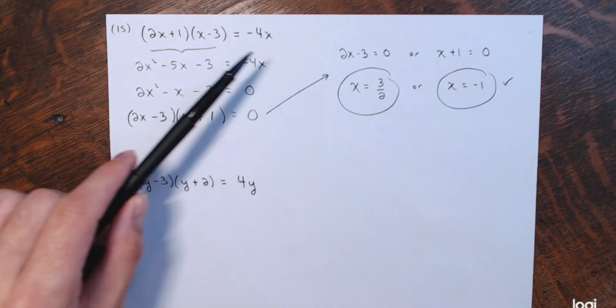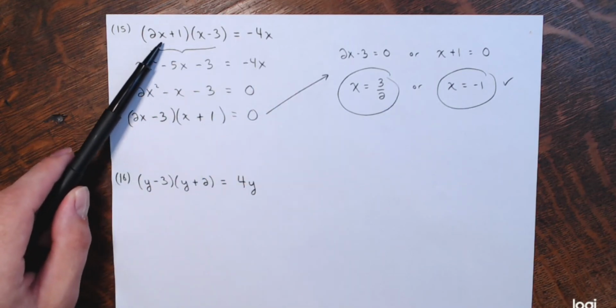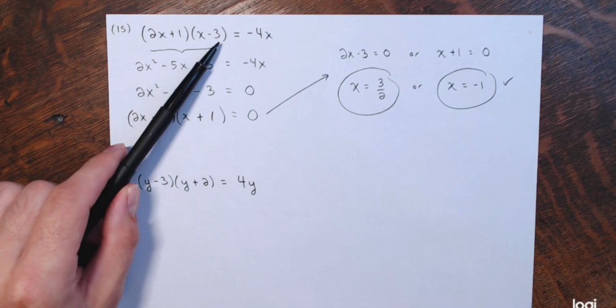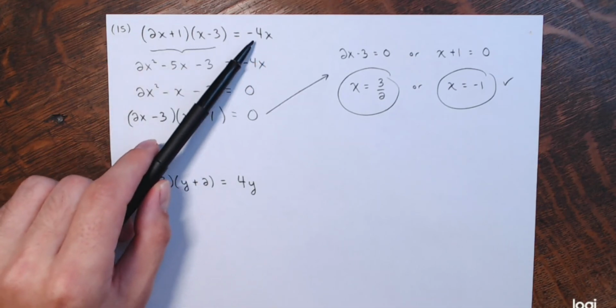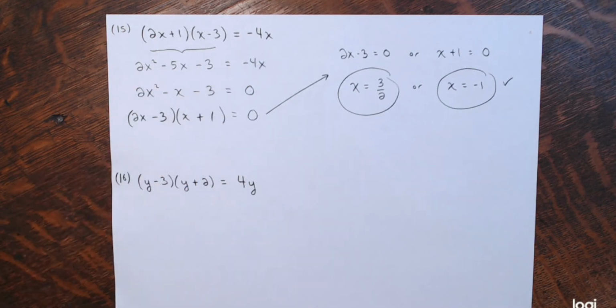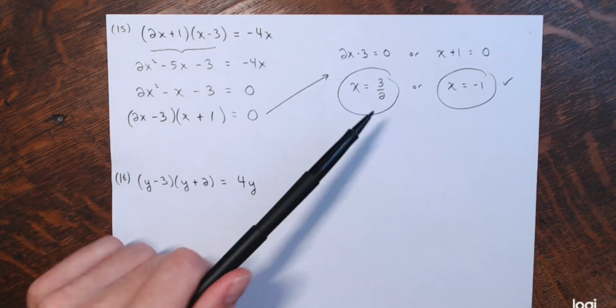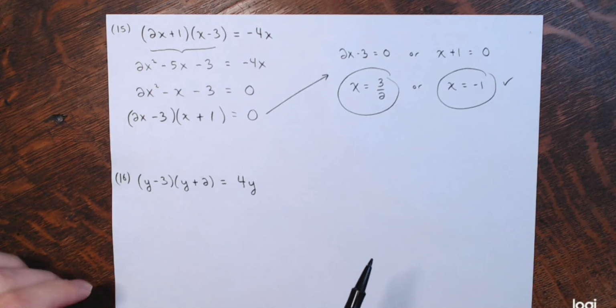If x were negative 1, this first factor would be negative 1. The second factor would be negative 4. So you'd have positive 4 on the left, and negative 4 times negative 1, you have positive 4 on the right. It works. And I'll leave you to check 3 halves if you want.